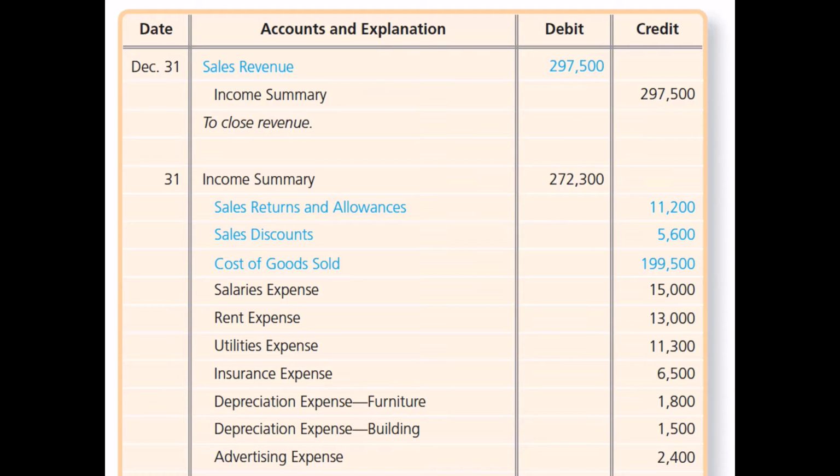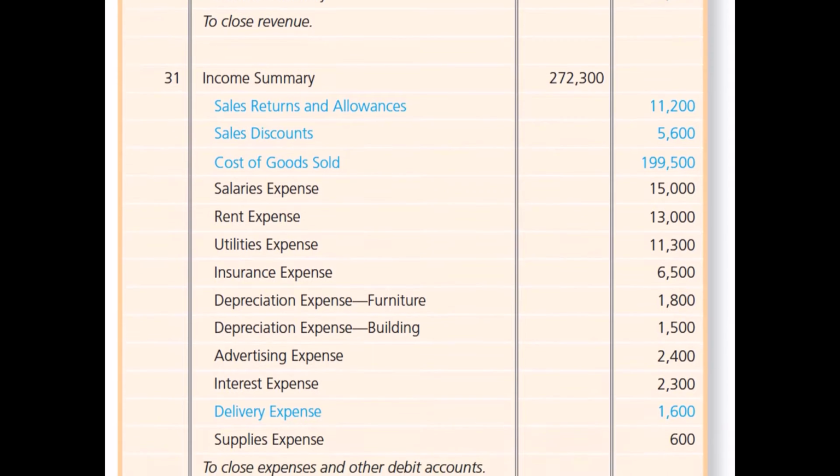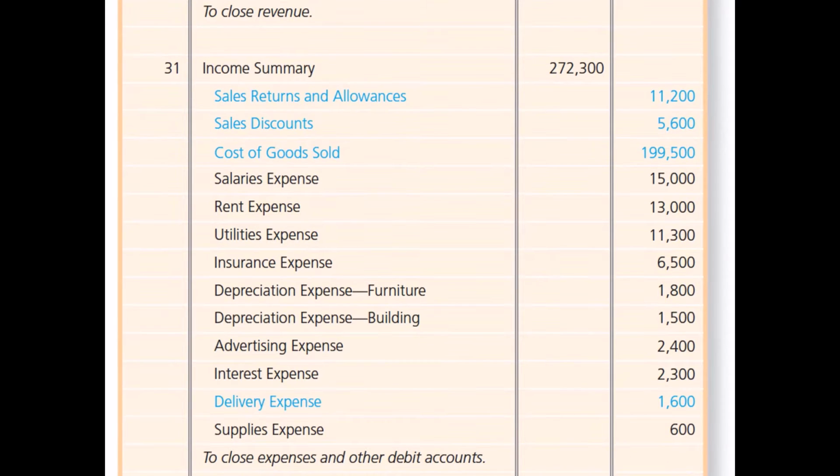When we close the revenue account, it's now called sales revenue. When we close expense accounts, we also have a couple of new expenses. But first, let's talk about the contra revenue accounts that are listed. These are revenue accounts, but we don't close them with the main sales revenue account. That's because their normal balances are credits.